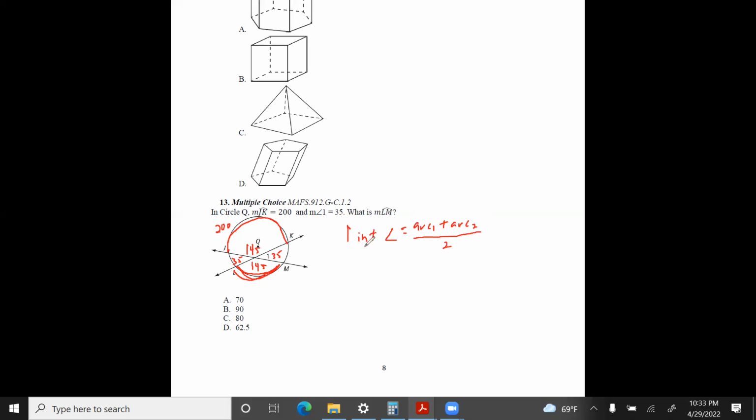Well, we know the interior angle is 145. We know that one of the arcs is 200. We don't know the other arc. That's what we need. And it's over 2. So now solving the equation, bring the 2 over by multiplying, because that's 290 equals 200 plus x. Subtract off the 200, and we have 90 equals x.